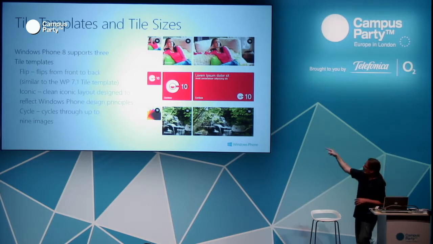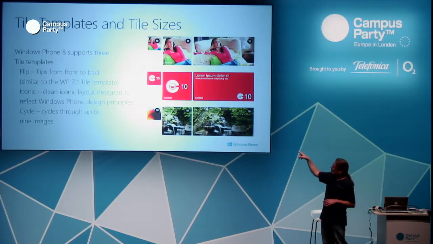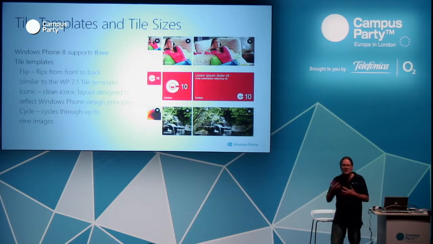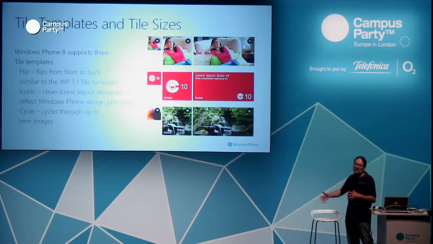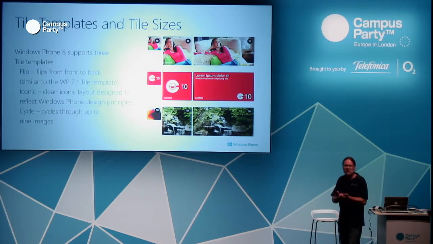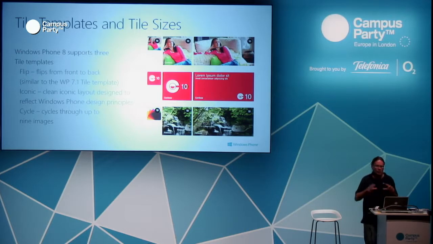The one in the middle is called our iconic style, which is this very clean 2D flat style that reflects the Windows Phone style. And again, all this is programmable. And then the bottom one, the cycle tile, where you typically give it a list of up to nine either static photos or URIs to photos, and they will animate nicely between them. And all these can be pinned to the start screen by the user.